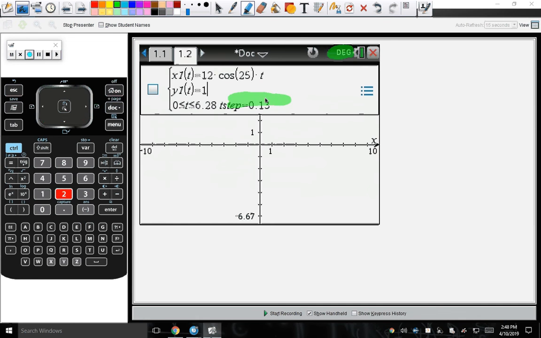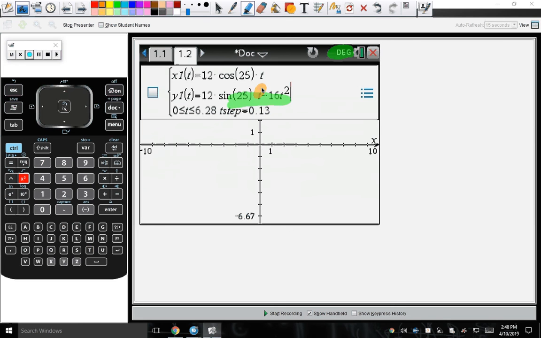Now we're going to do 12 times the sine of 25, close parentheses, times t. Some people forgot this t and it threw their graph off, even though they remembered after this to put minus 16t squared. But what am I missing right now on the y? Plus 42.